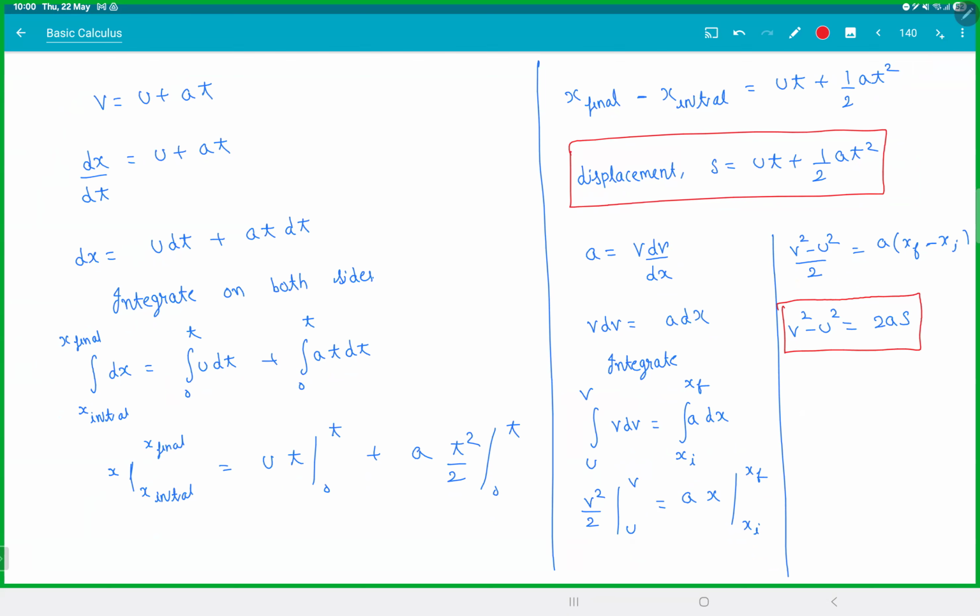So remember, these three equations which you derived are valid only when a is constant, because a is constant every time it came out of the integral. If a was not constant, you couldn't have done this. But did everyone get the steps we did?